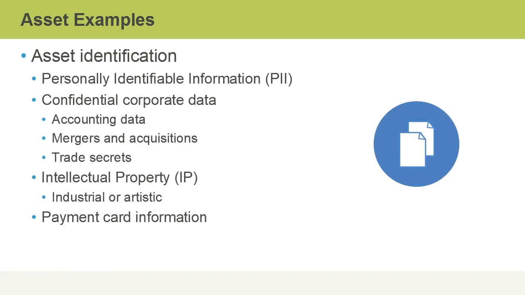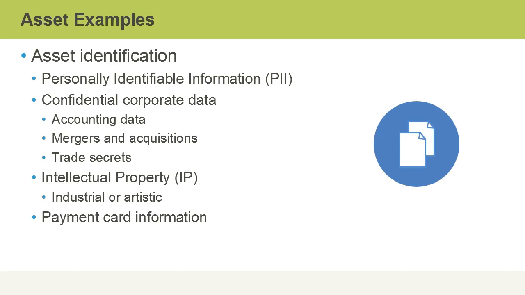Asset examples include things like personally identifiable information or PII. This is any type of information that uniquely identifies an individual, things like an email address, their financial history, their social security number, and so on. Then there's corporate data that might be considered confidential. Certainly, things like accounting data would fall under that category. Data regarding mergers and acquisitions, trade secrets.